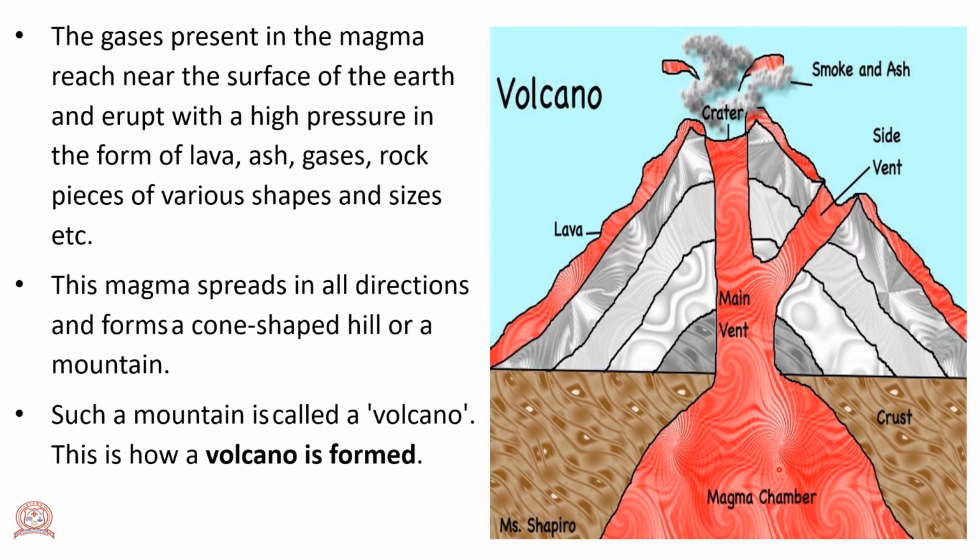The gases present in the magma reach near the surface of the earth and erupt with a high pressure in the form of lava, ash, gases, rock pieces of various shapes and sizes, etc. This magma spreads in all directions and forms a cone-shaped hill or a mountain. Such a mountain is called a volcano. This is how a volcano is formed.